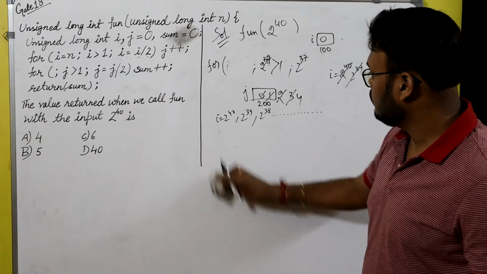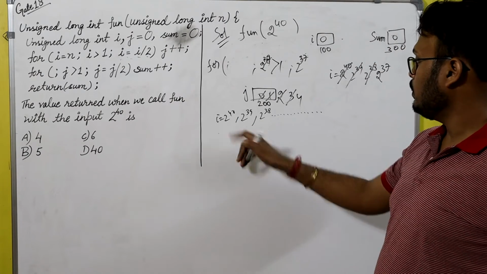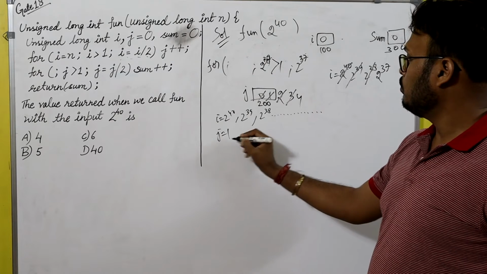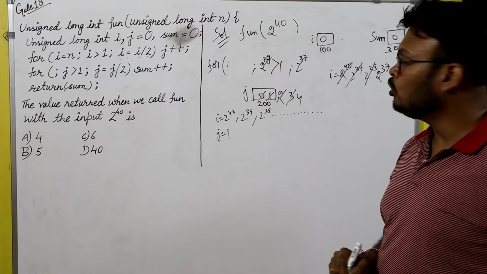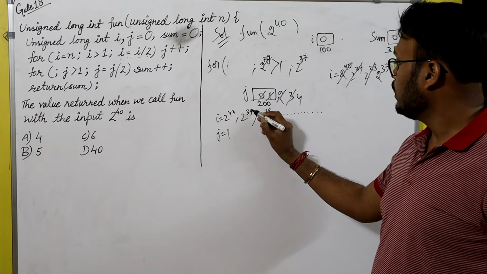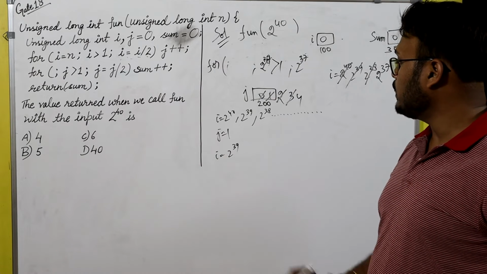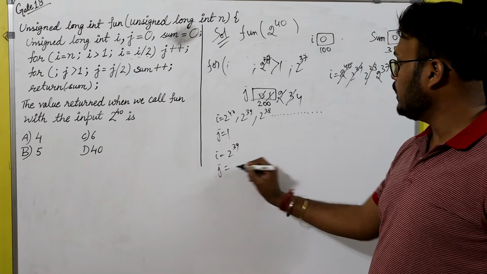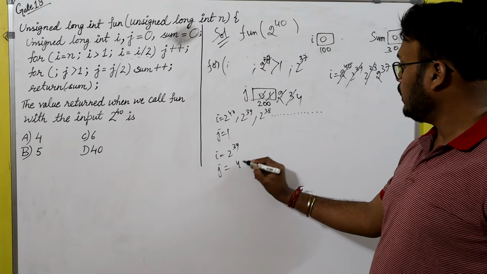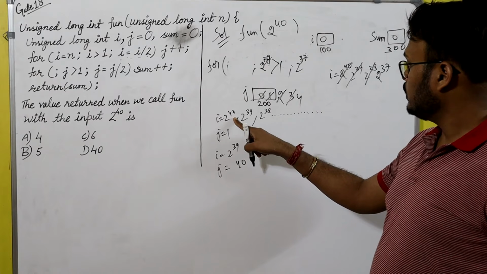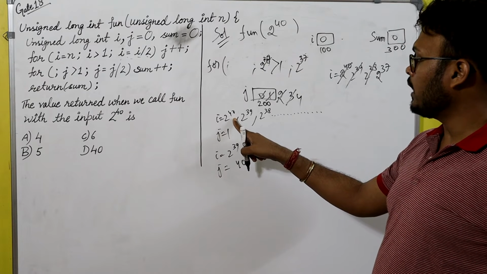Let me tell you once again. You see, j value is 1 for I is equal to 2 to the power 40. So, for I is equal to 2 to the power 39, what is the value of j? The value of j is 40. Just take the initial power of I.